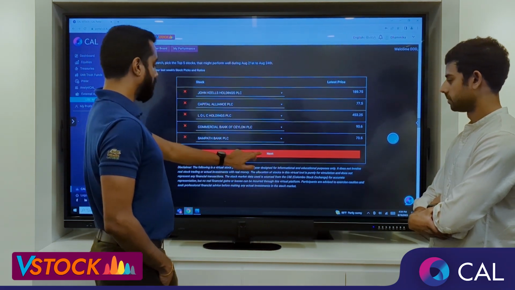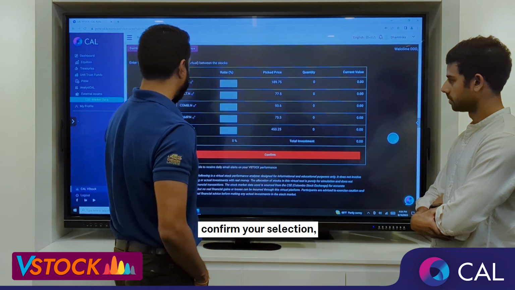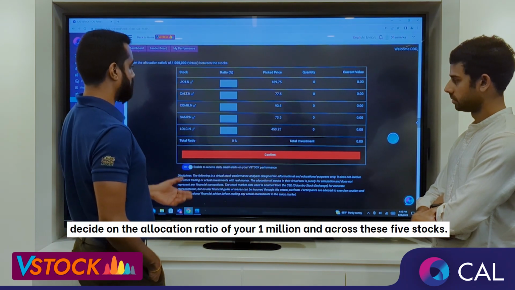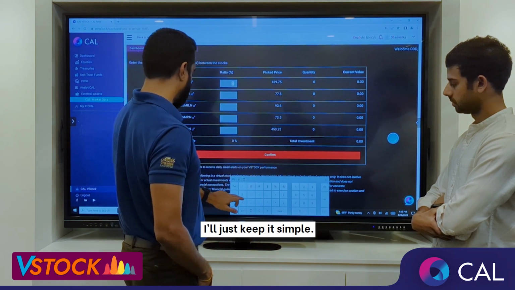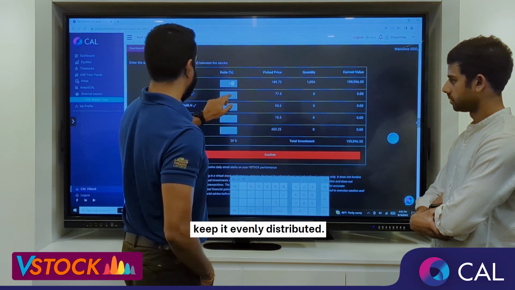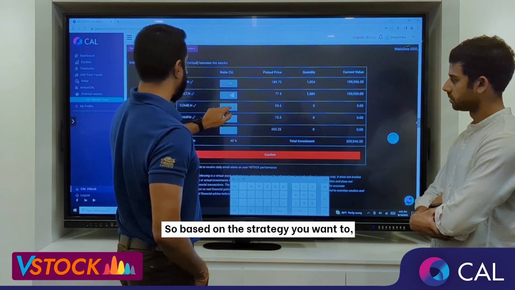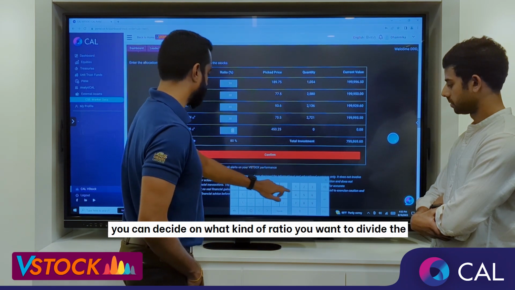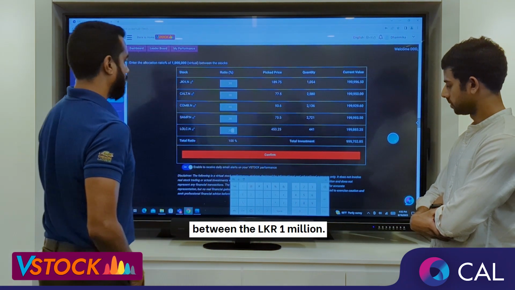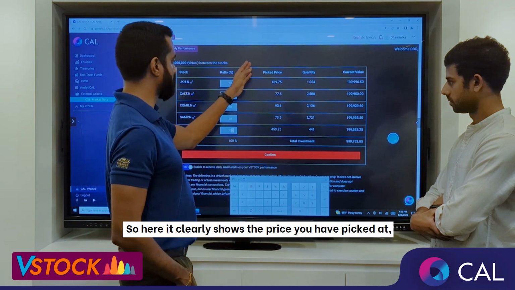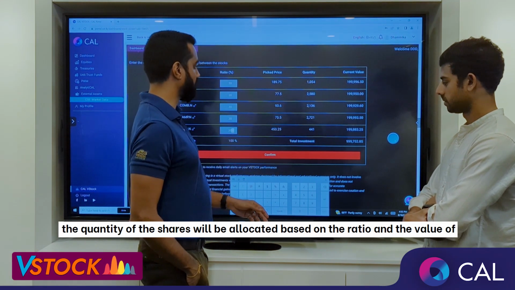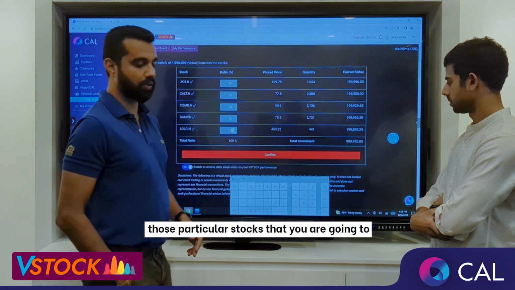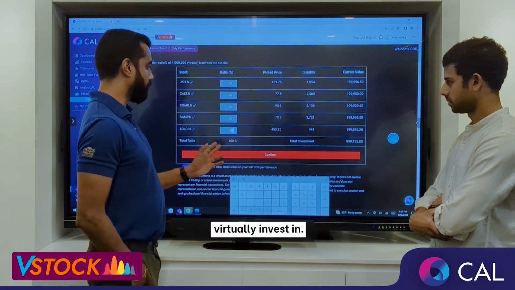You can click next, confirm your selection, and then decide on the allocation ratio of your 1 million across these 5 stocks. For the purpose of the demo, I'll keep it simple and evenly distributed. Based on the strategy you want to execute, you can decide what ratio to divide the 1 million rupees between the stocks. Here it shows the price you have picked at, the quantity of shares you will be allocated based on the ratio, and the value of those particular stocks which you are going to virtually invest in.